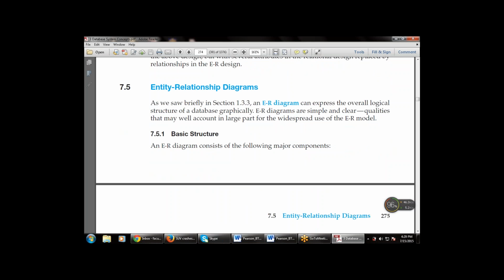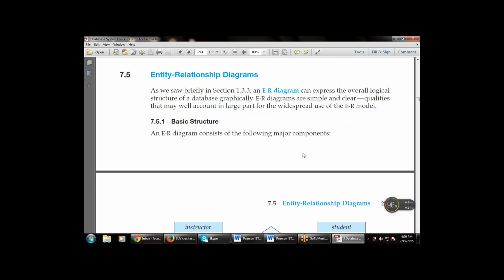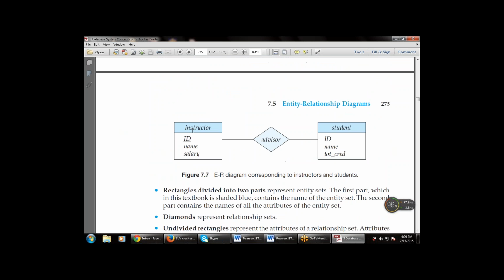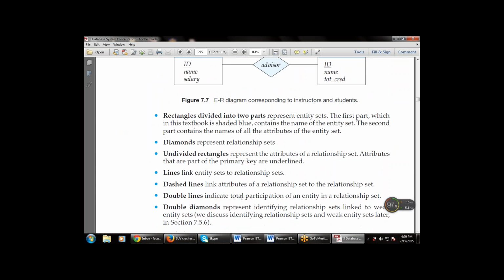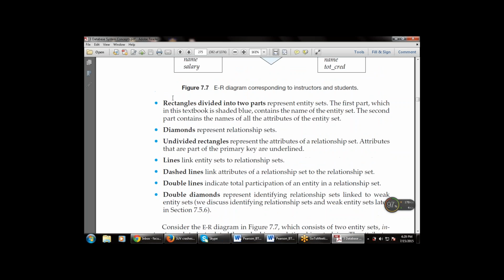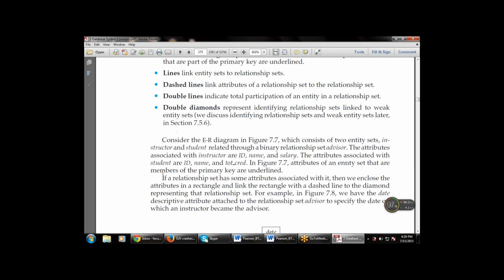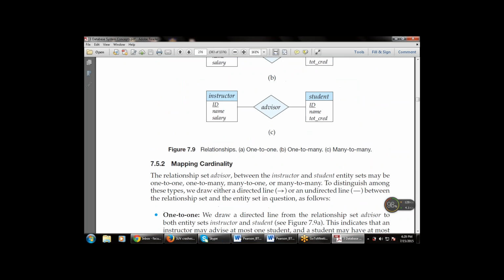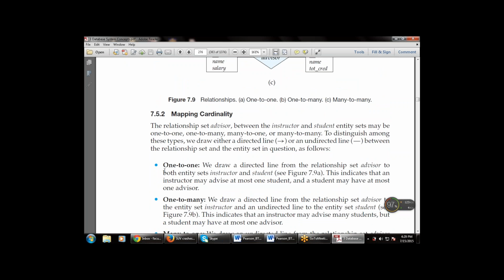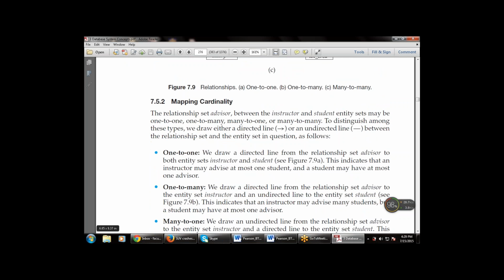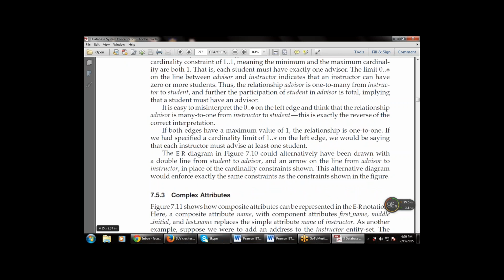Now, what is the basic structure of the ER model, or what are the various basic contents that are available in the ER model? The basic structure given here has an instructor and a student. The instructor advises the student. Now these are the various links, like the rectangle that represents the entity, diamond, lines, dash line, double lines that we have discussed, and this is one of the important parts. Then what are the various mapping cardinalities, that is the one to one, one to many, many to many, and many to one.